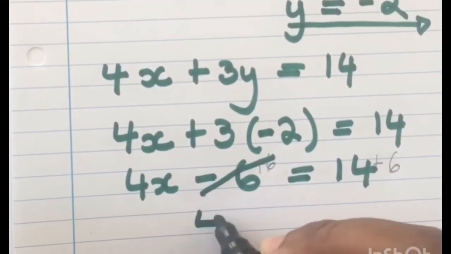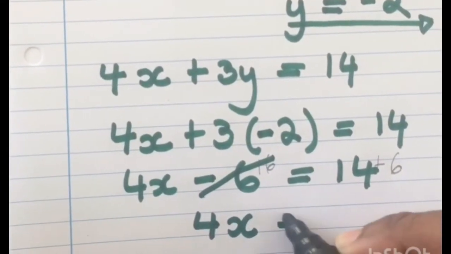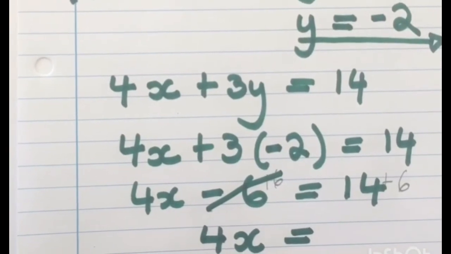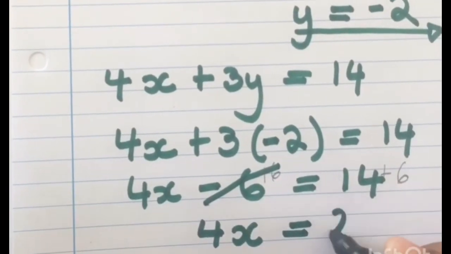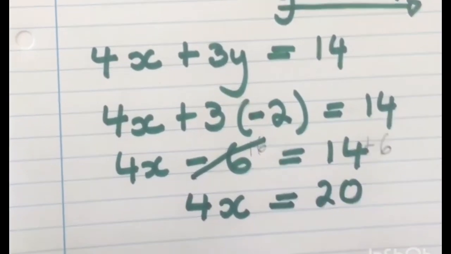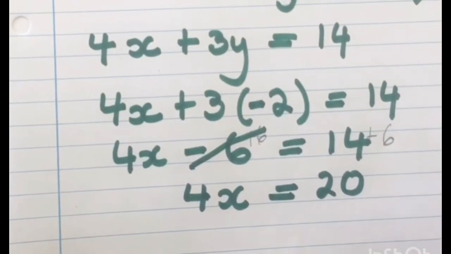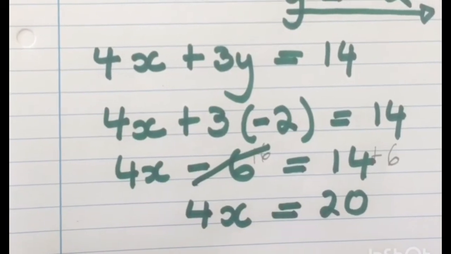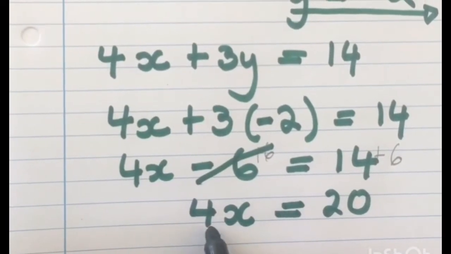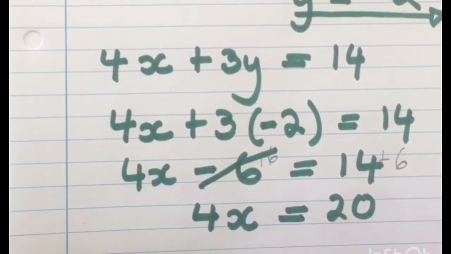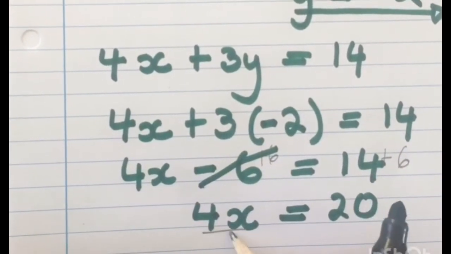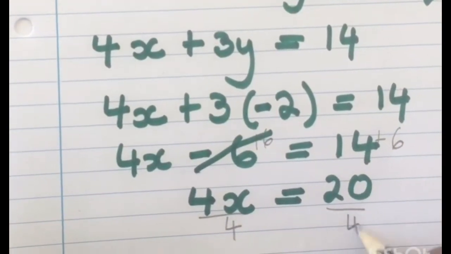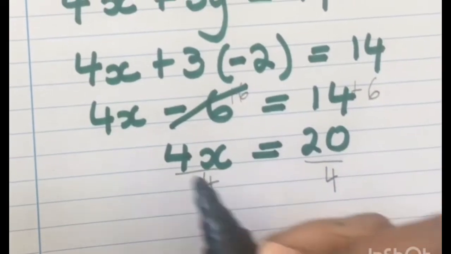So I'm left with 4x equal to 14 plus 6, and that surely gives you 20. If it gives me 20, I'm not done. I must still get rid of that 4 that is next to x, because I just want x. So I'm going to continue, and I'm going to divide this by 4. Why? Because I need the 4 to go.